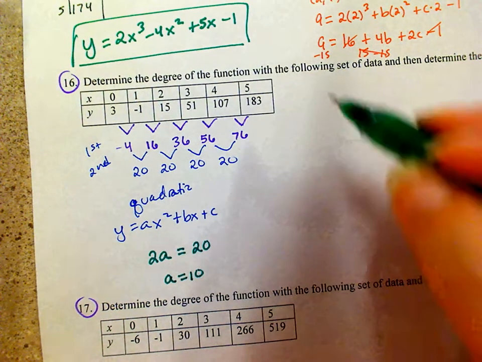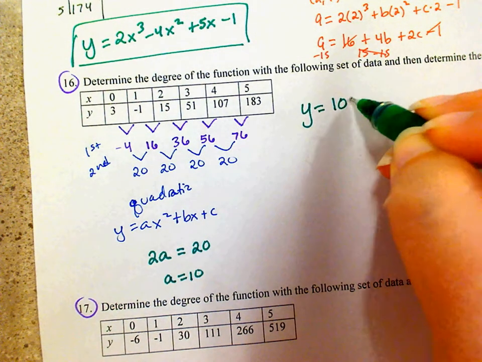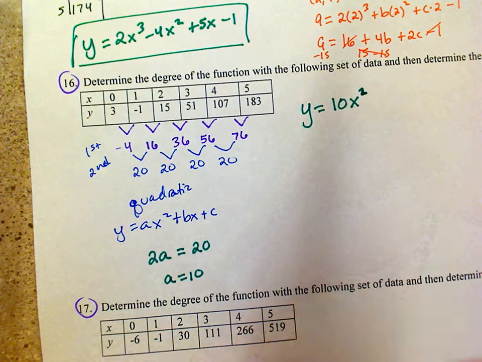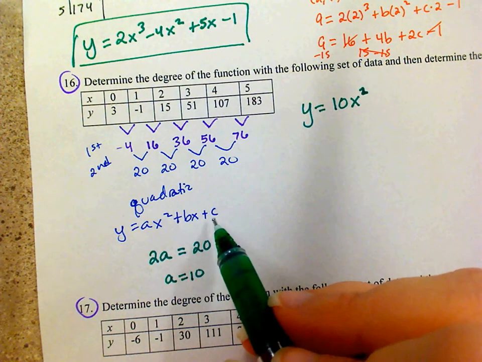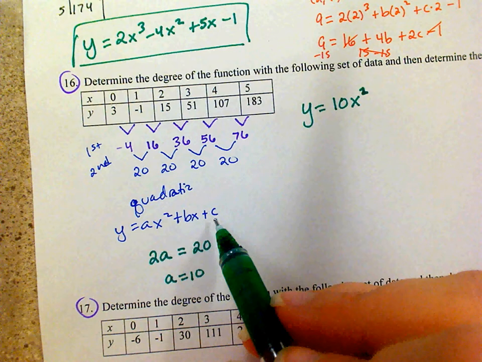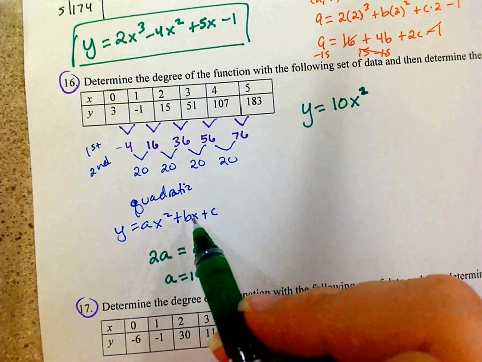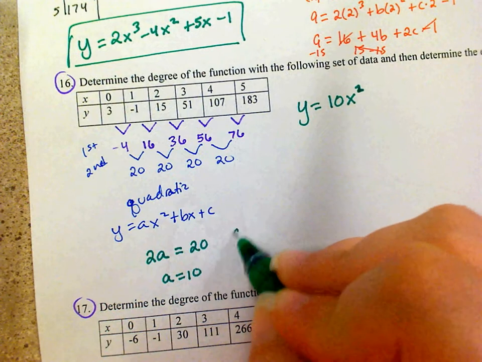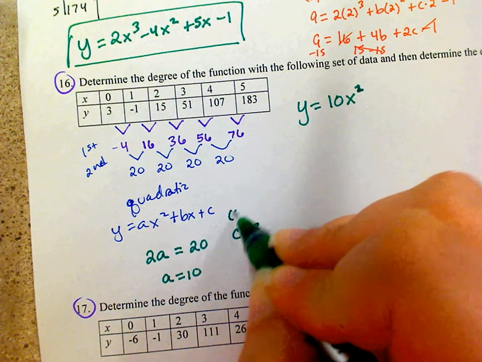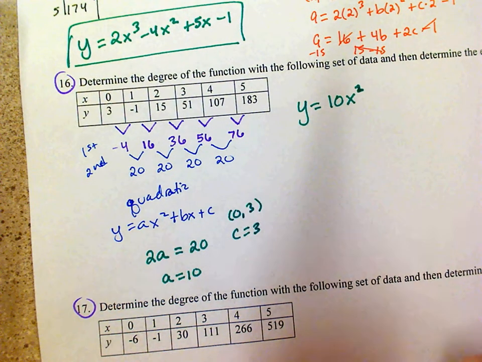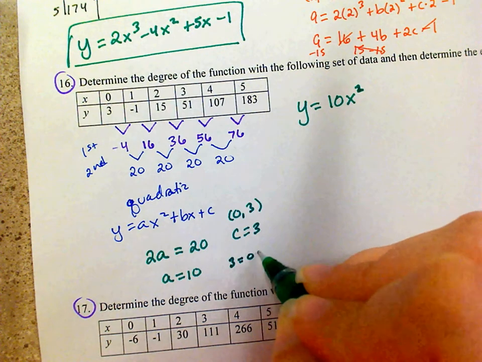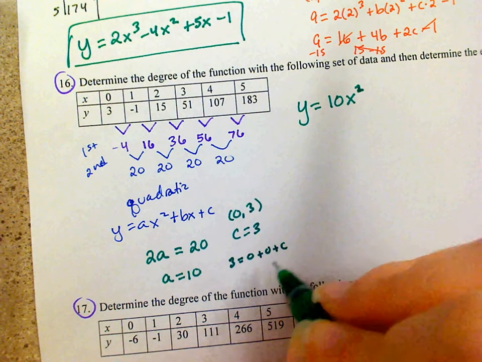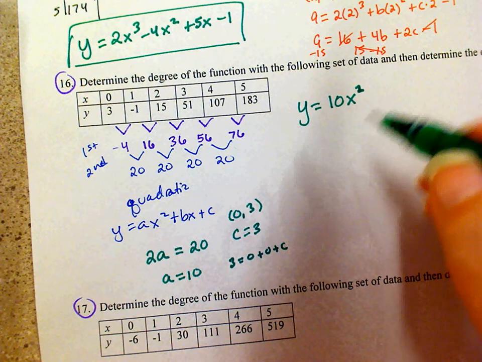Okay, I also know that C is my constant, right? And if this is 0 and that's 0, then that's 3, so C equals 3. Using the point 0, 3. 3 equals 0 plus 0 plus C, and there you go. Okay? So then I've got plus bx plus 3. Okay, I need to solve for b.